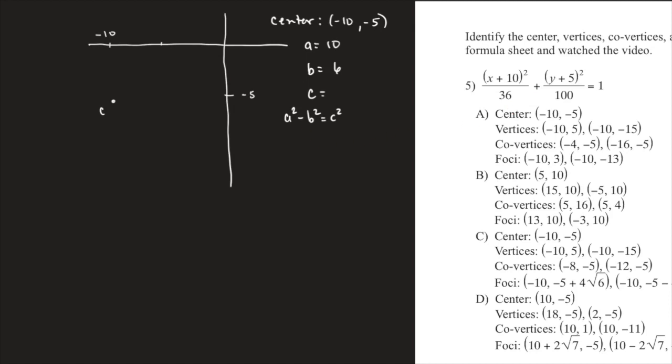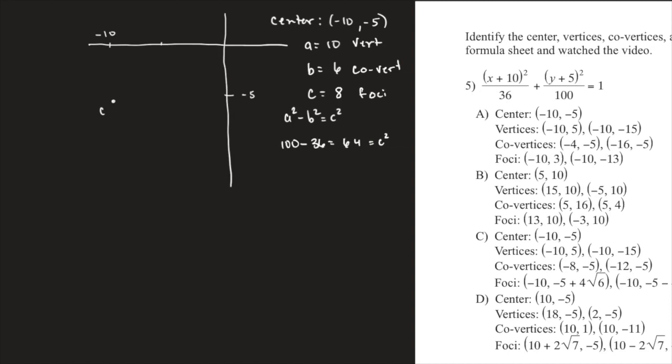Okay, next, let's go ahead and find c first, right? We're going to say 100 minus 36. This is going to be equal to 64, which is c squared. So c is going to be 8. It's really nice to have whole number values. Remember, a has to do with the vertices, b is the co-vertices, and c deals with the foci.